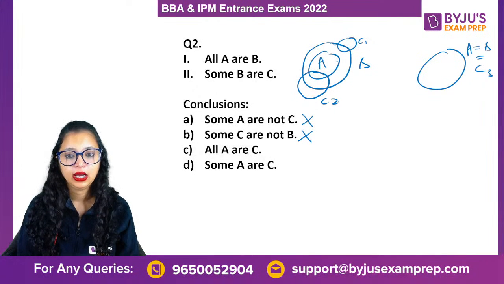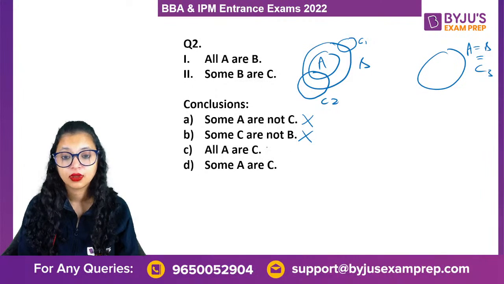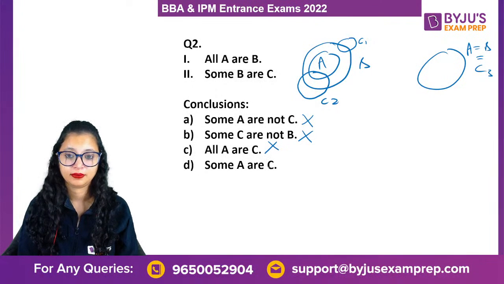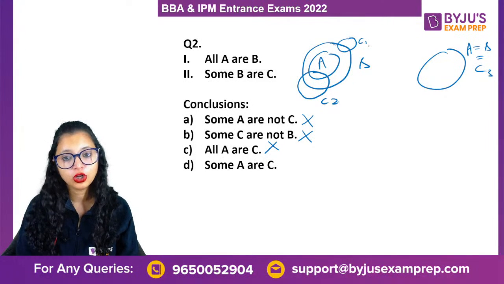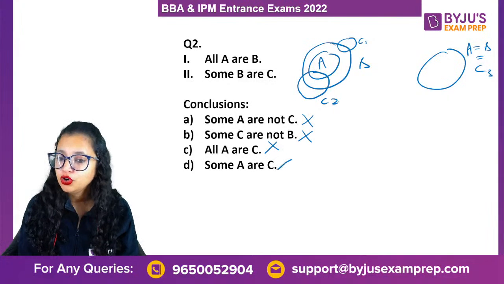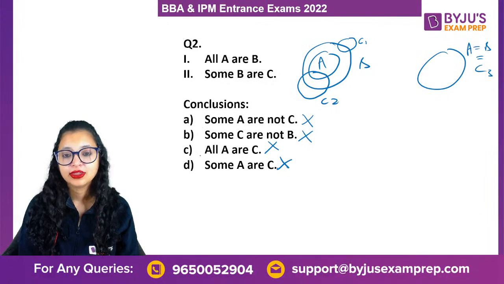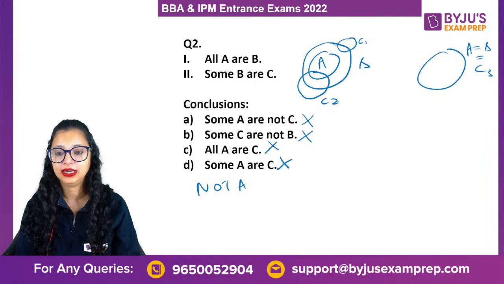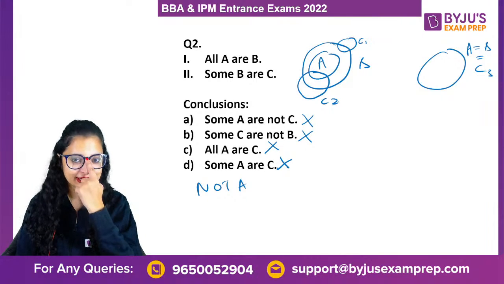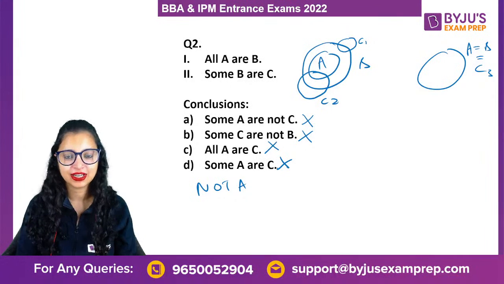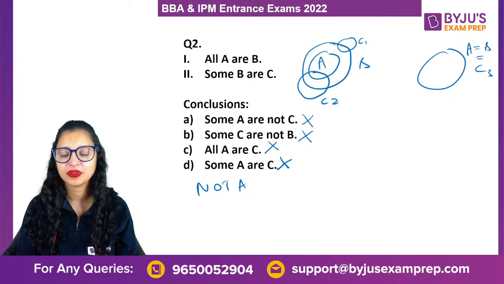All A are C is false. Wrong conclusion. Some A are C is false in the first scenario of C. Wrong conclusion. The correct answer is going to be none of the above. I hope you understand how did we derive to this conclusion, everyone? That's going to be a wrong conclusion.